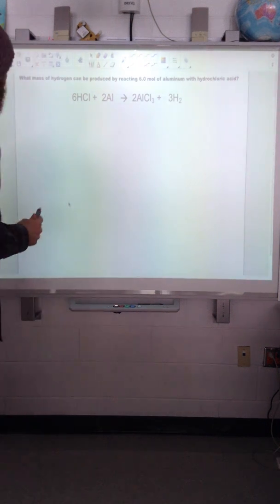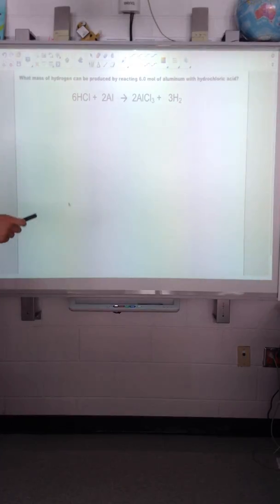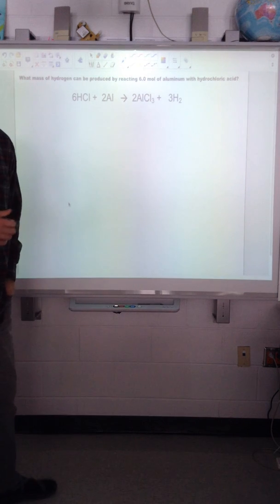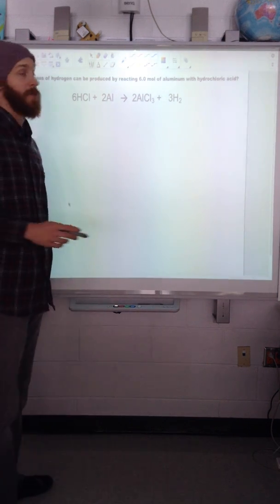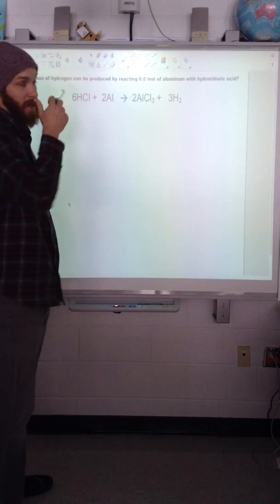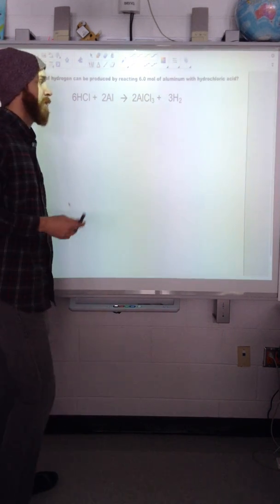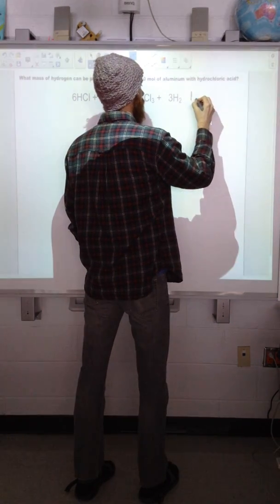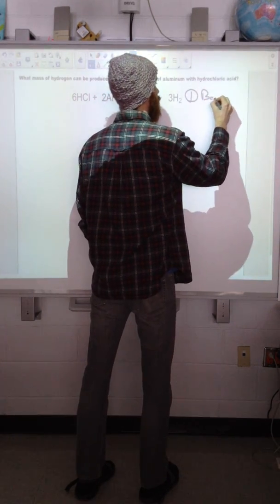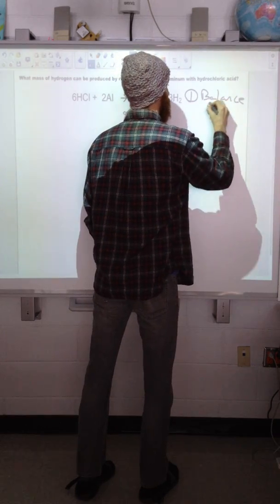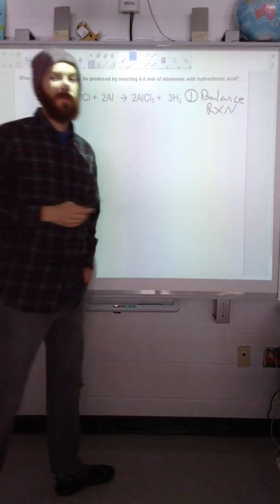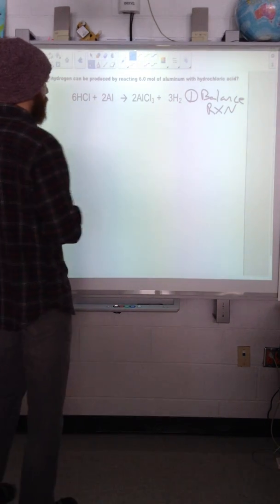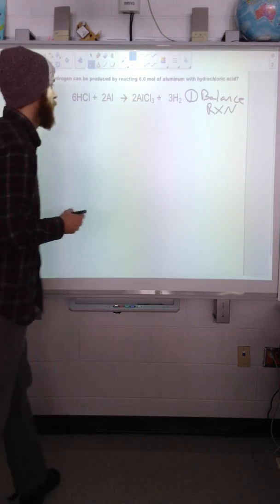So this first problem: what mass of hydrogen can be produced by reacting 6.0 mole of aluminum with hydrochloric acid? The first thing we need to do is make sure that our reaction is balanced. This one's already balanced for us, so we're good. So step one, balance. That's the first thing you have to do with stoichiometry. Make sure that your reaction is balanced. Since this is already balanced, we're good to go.